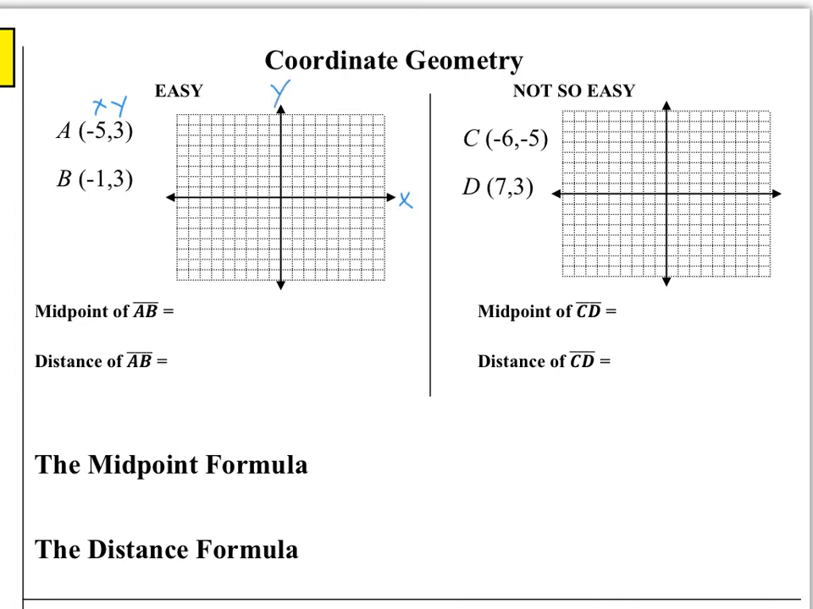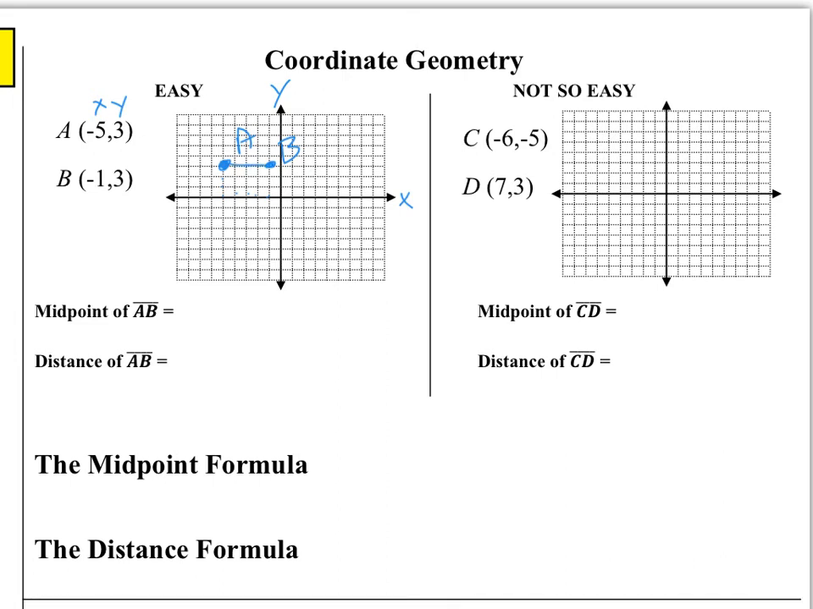So X tells us side to side, right? That's our X-axis, and we've got our Y-axis. So we're going to go back 5, 1, 2, 3, 4, 5, and then up 3, 1, 2, 3, and this is going to be point A. And B is at negative 1, 3. So we're going to go back 1 and up 3 to get point B. So here we have segment AB.